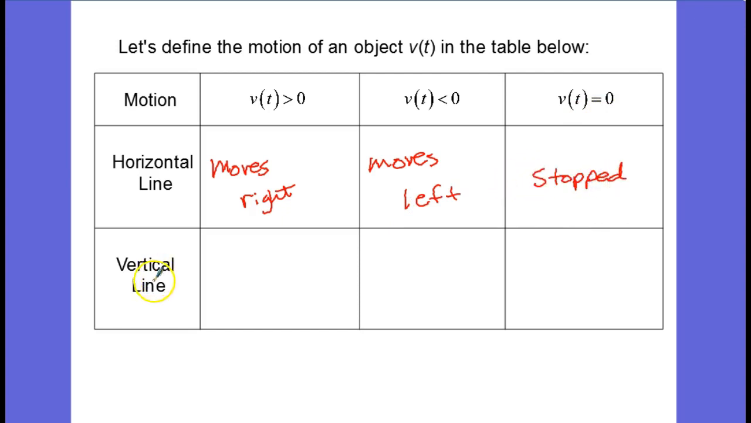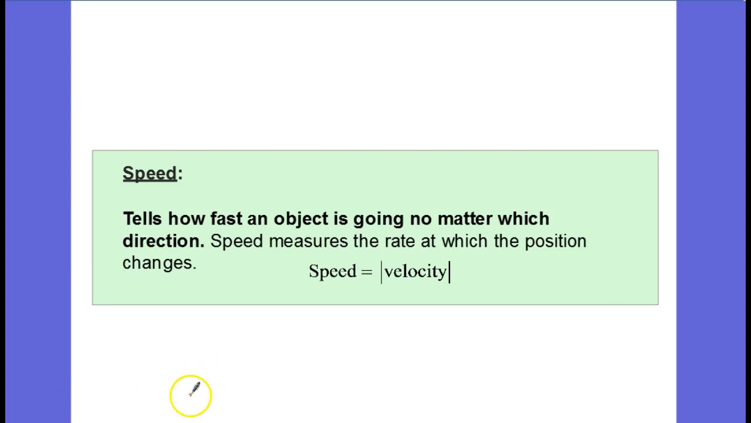Now, if I am moving along a vertical line, and velocity is positive, the particle moves up. If the velocity is negative, the particle moves down. And again, if it's equal to 0, the particle is stopped. So once again, velocity is a signed value. Velocity gives the direction and magnitude of the rate of change for the position function. Speed is the numerical value, without the sign. It is the absolute value of the velocity.